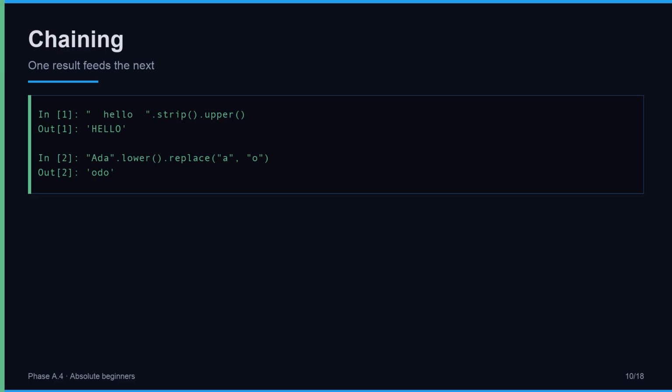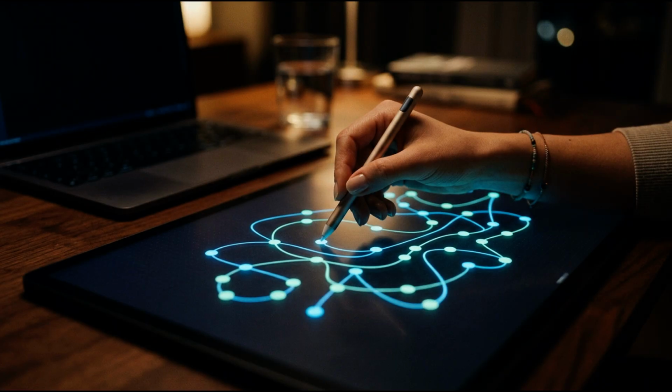Chaining is just calling methods on the results of other methods. It keeps code compact when the steps are clear. Read left to right. When the dot feels natural, Python opens up. Every library, every value, same pattern.